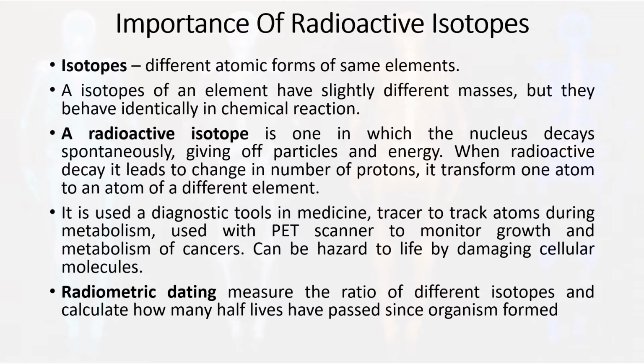Radiometric dating is a method used to measure the ratio of different isotopes and calculate how many half-lives have passed since the organism was formed.